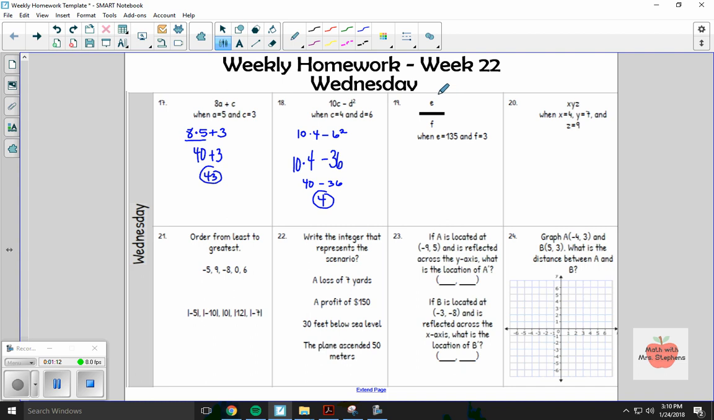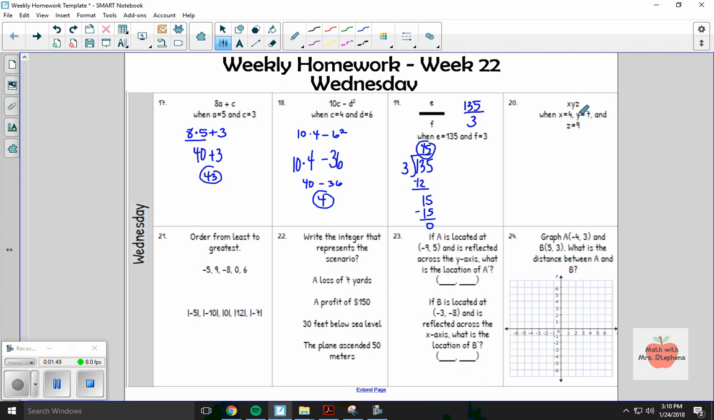Number 19, remember when it's written like a fraction, it represents division. So E divided by F would look like 135 divided by 3. Let's set up some long division to figure out the answer. 3 divides into 13 4 times. 4 times 3 is 12. Subtract, bring down a 5. 3 divides into 15 5 times. Your final answer is 45.